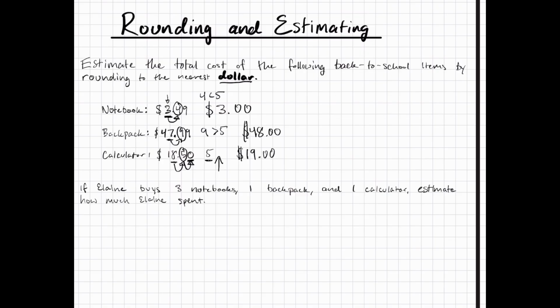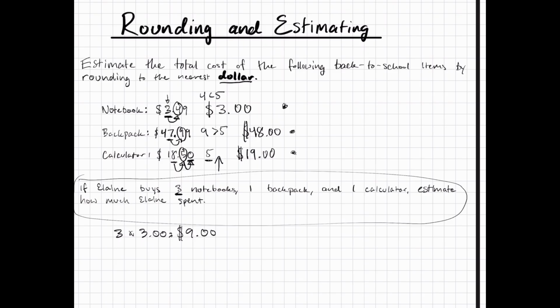Now we have a second part to the question. If Elaine buys 3 notebooks, 1 backpack, and 1 calculator, estimate how much Elaine spent. So if this was the question, what we would do is we'd first estimate the price of each item, right? And we'd round to the nearest dollar. That's estimating, right? So what we do is multiply the number of notebooks by their cost. So 3 notebooks times $3. That gives us $9 worth of notebooks. Okay, then we need 1 backpack for $48, so we have to add $48. Okay, and then we have to get 1 calculator worth $19, so we have to add another $19.